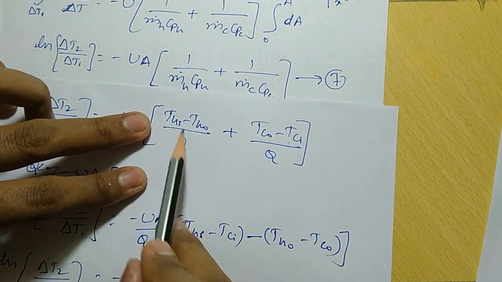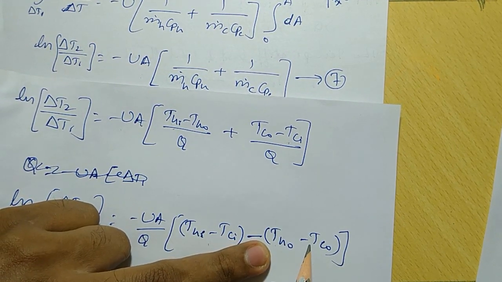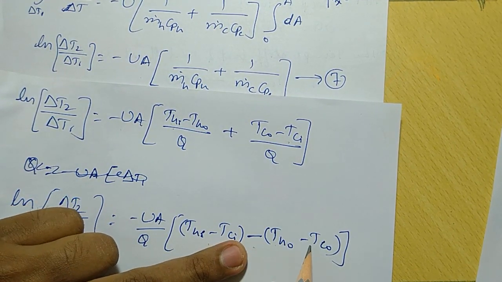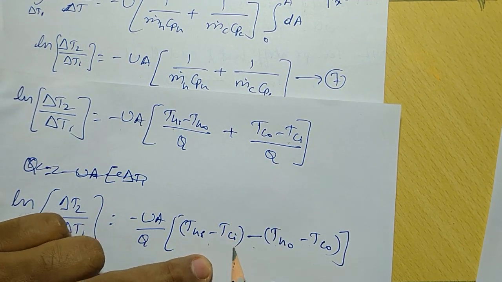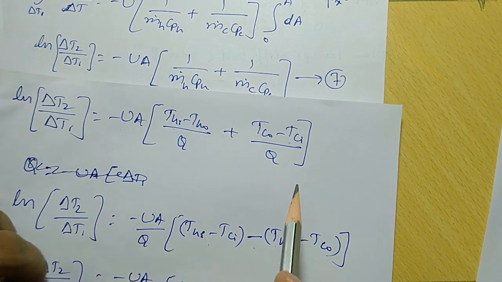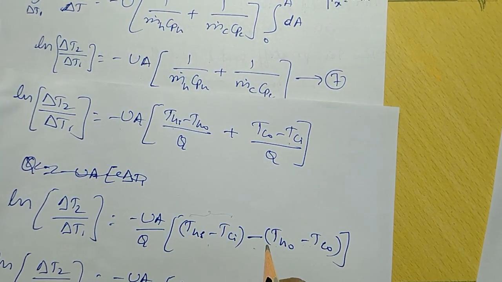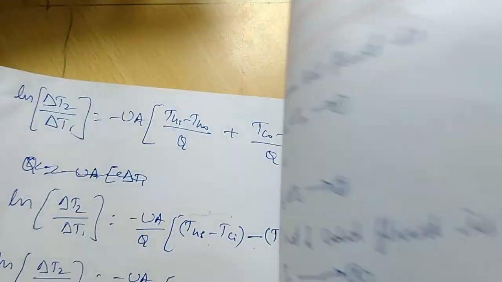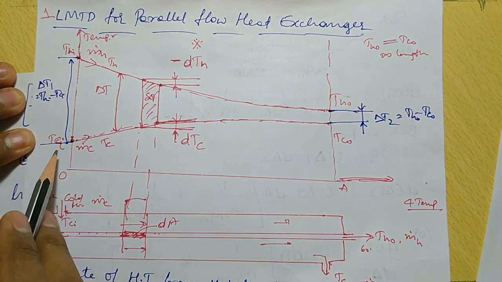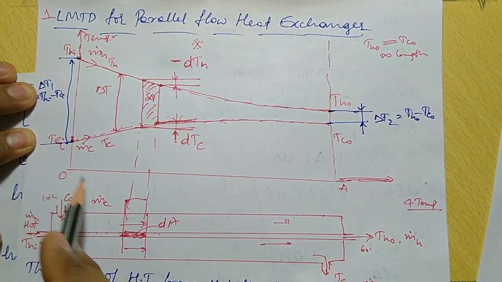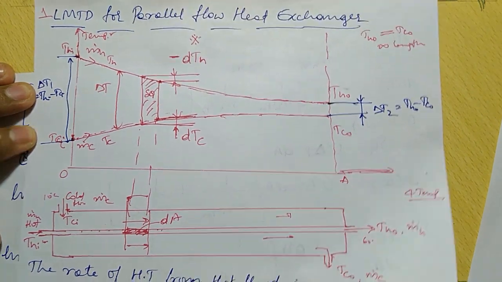THI minus TCI minus TH naught minus TC naught. If you multiply this one, minus into minus plus TC naught. I just rearranged these terms. What is this? THI minus TCI represents delta T1, and TH naught minus TC naught represents delta T2.